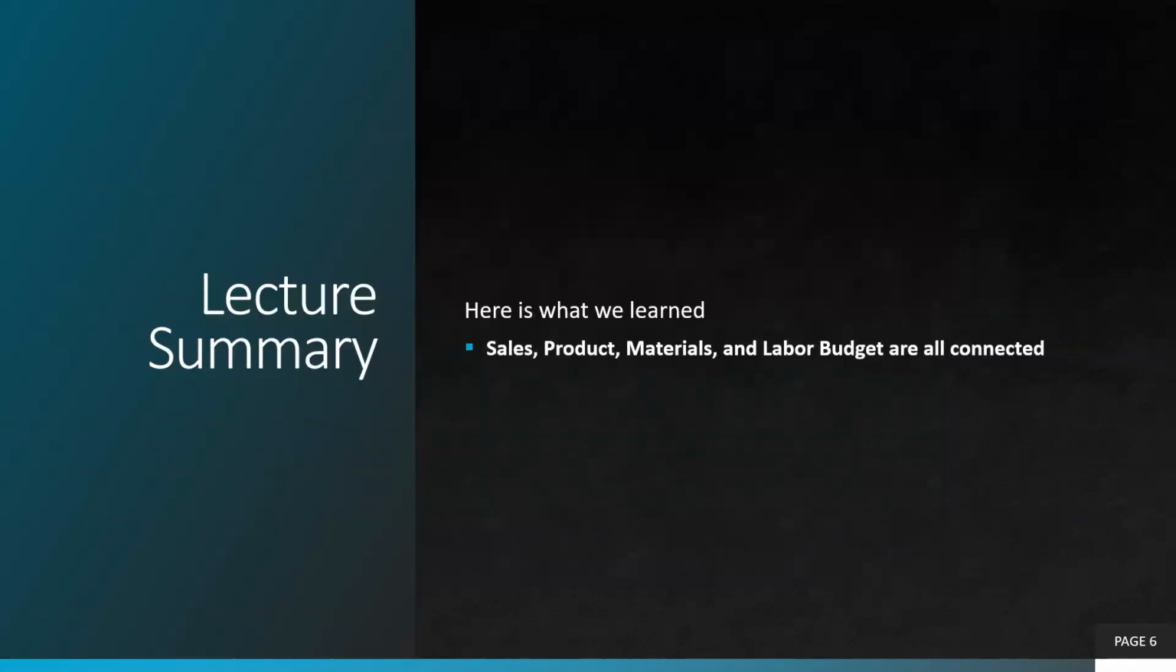So here's what we learned, that the sales, production, materials, and labor budgets are all connected and all are an example of activity-based budgeting, where it starts at the top and works its way down. You start with the number of sales in units, and then from that point, figure out your costs.